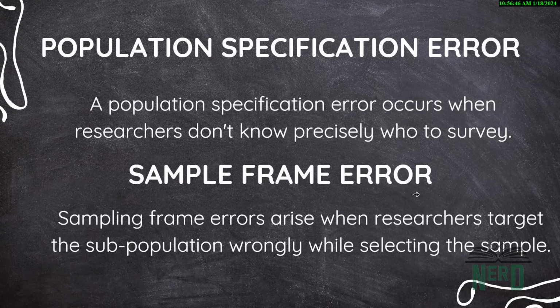And the last one is sample frame error. Sampling frame errors arise when researchers target the subpopulation wrongly while selecting the sample. It's similar to the population specification error, but it's more about picking the wrong subset of a group for your photo, like only photographing the basketball team when you wanted a variety of athletes, right?